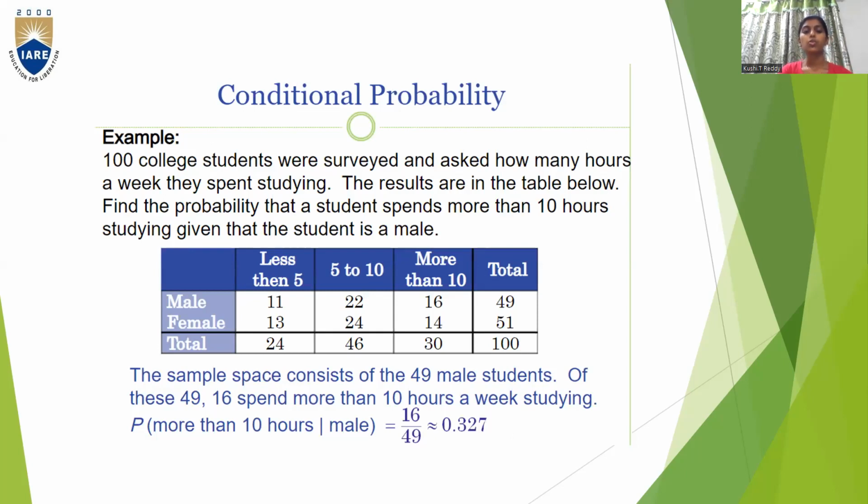So generally the conditional probability formula is P of B given A. Directly, it is P of more than 10 hours given the total number of males. That is 16 by 49, which is equal to 0.327.